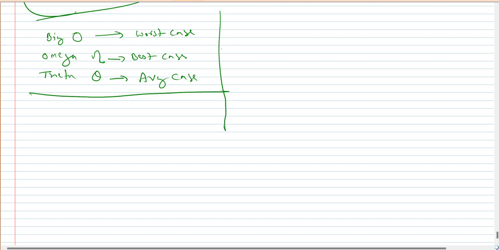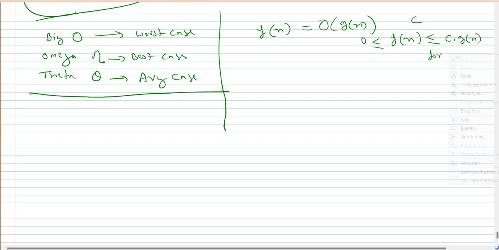In big O, we represent f(n) as big O of g(n) if there exists a positive constant C such that f(n) is less than or equal to C dot g(n) for all n greater than or equal to n naught.